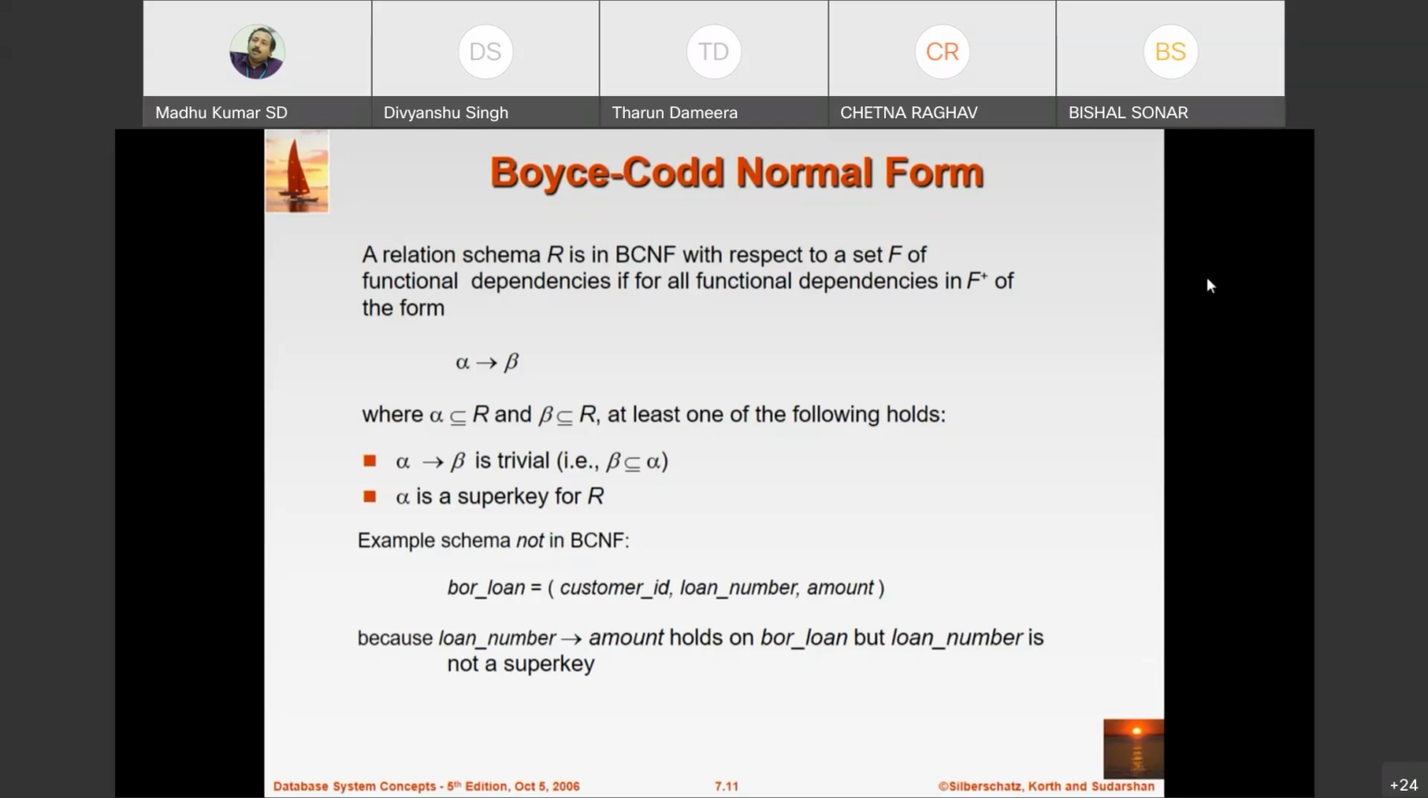There will be certain questions based on these slides, so please read carefully. Sunita, from this slide, can you just state the condition for a relation to be in BCNF?